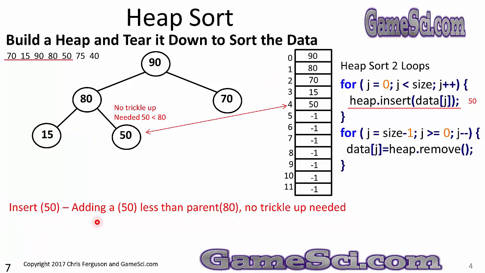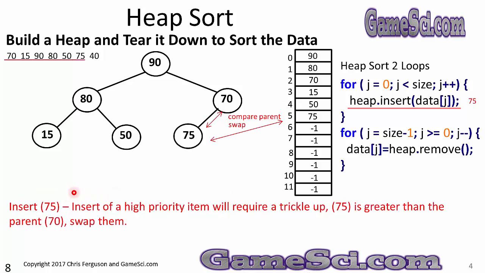Insert of 50. Adding a 50, which is less than the parent 80, no trickle up is needed. This is an easy case. Data sub J is 50. Insert this item into the heap. The 50 inserts at the end of the heap, at the end of the array. That's where all new items go. They go at the very end of the array. You look at the parent, which is 80, and no trickle up is needed. 50 is less than 80.